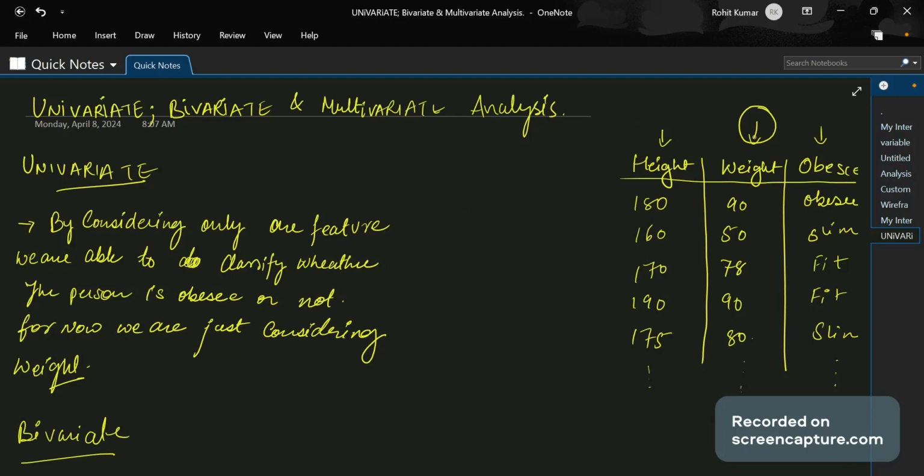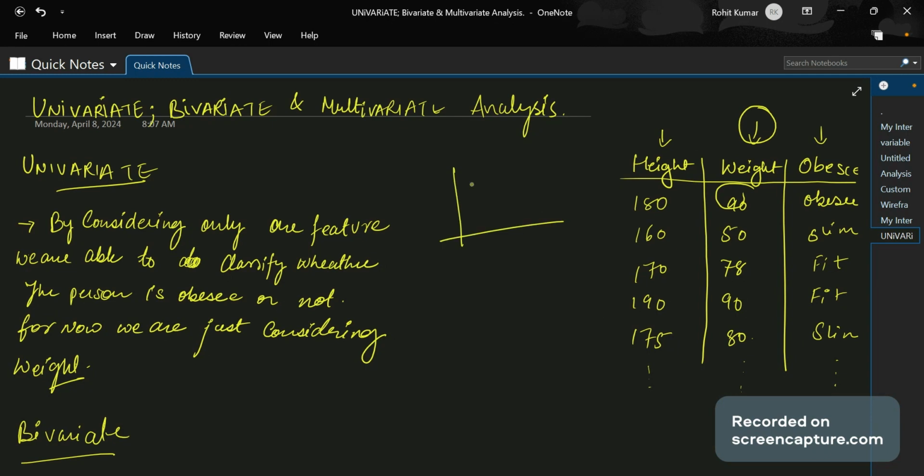So for now, if we consider the weight feature, that makes more sense. If we take the weight feature, on the basis of weight we have to decide whether the person is obese, slim, fit, or non-slim. Okay, like three outputs only.